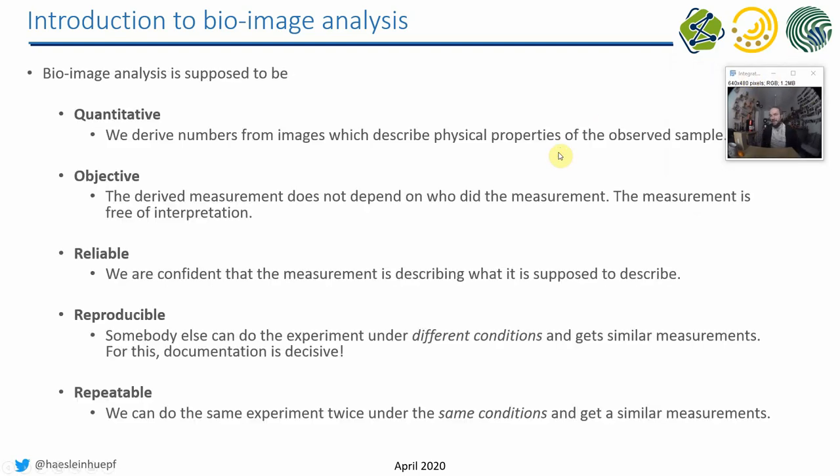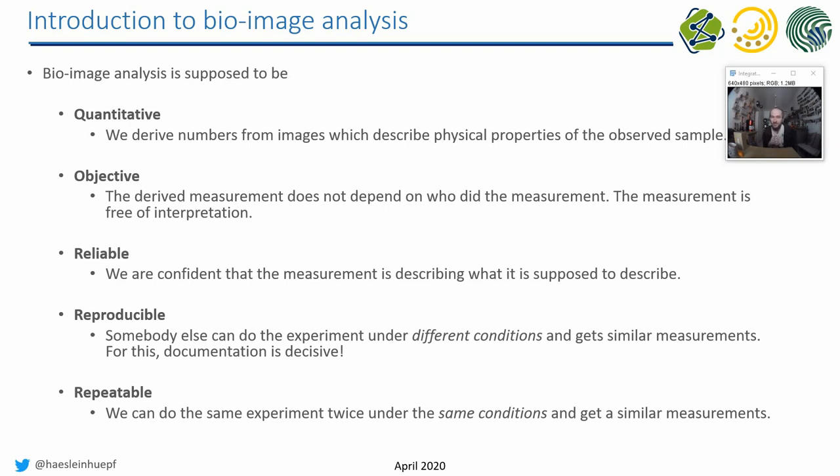So to just summarize these five properties, right? We want to have all the experiments we do, all the image analysis we do, quantitative, ideally with numbers coming out of our experiments. We want it objective, so it's not a person sitting in front of a screen judging a data set. We want a computer doing it, ideally automatically, resulting in a number which is really related to the thing we want to measure.